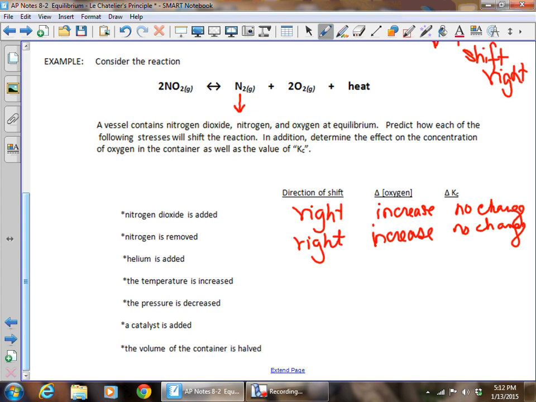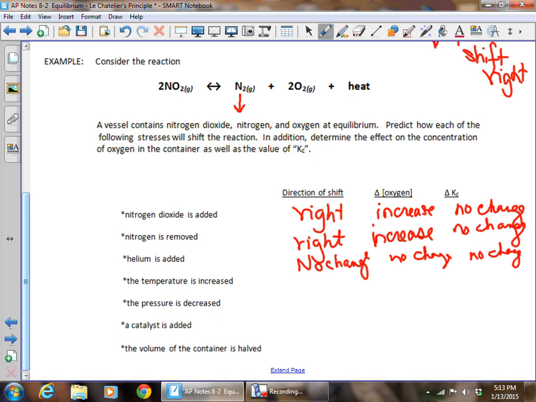If we add helium, what happens when we add an inert gas? One of our noble gases, no change. Inert gases don't change anything. So if we have no change, we're going to get no change, no change.